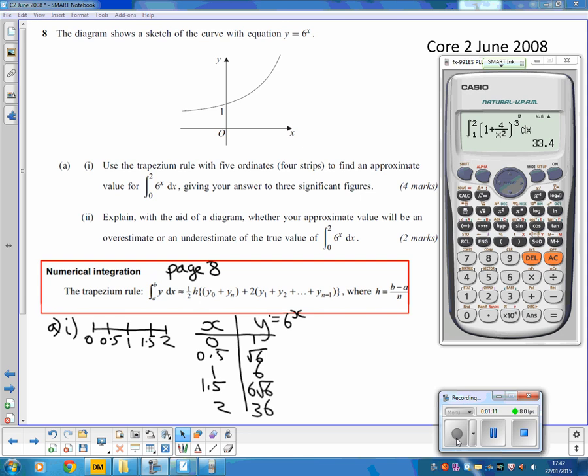or if it's something more complicated, we go into table mode, we put in our function, press equals, start is the lower limit we want, end is the upper limit, step. Now this is the same as h in the formula. How much do we want our x's to go up by each time? And we'll get a table of values.